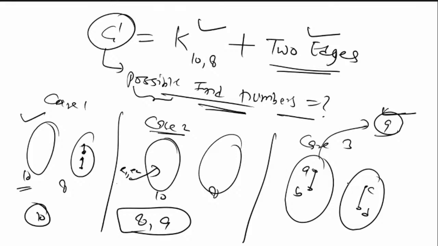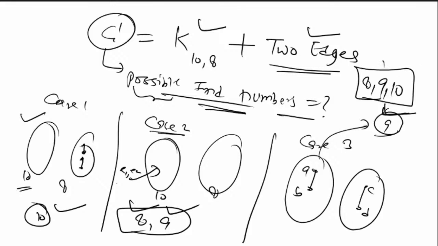So these are the possible independence numbers. We have considered every case. So you can see either 10 or 8 or 9 or 9. So these are the possible independence numbers, either 8 or 9 or 10. This is how you can solve these variations.